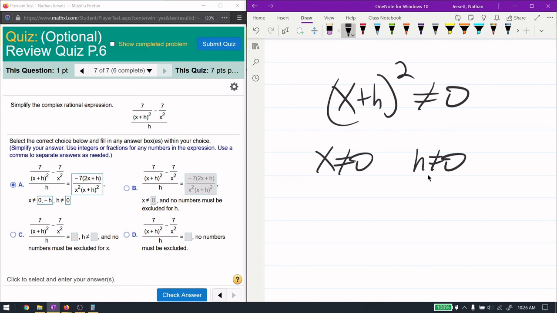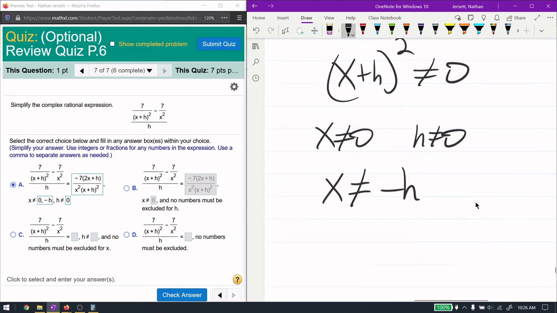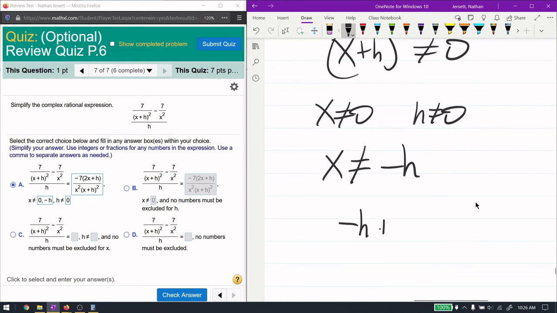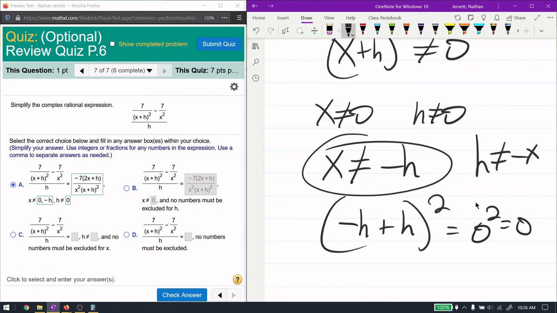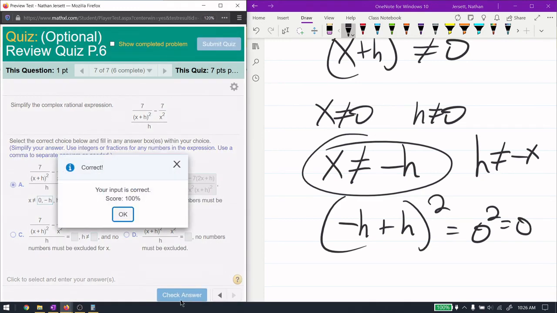And we must also include that x cannot equal negative h. If it did, we would have negative h plus h squared, which of course is 0 squared, which equals 0. That also must be included. This is the same thing as saying h cannot equal negative x. It's either one. As long as you have one or the other, you should get this thing correct. So I just put x cannot equal negative h. If I check my answer now, it is correct.